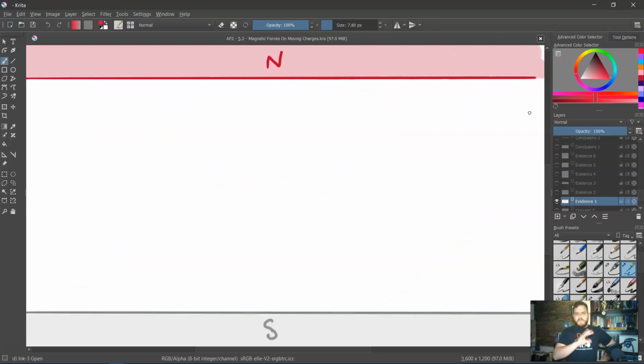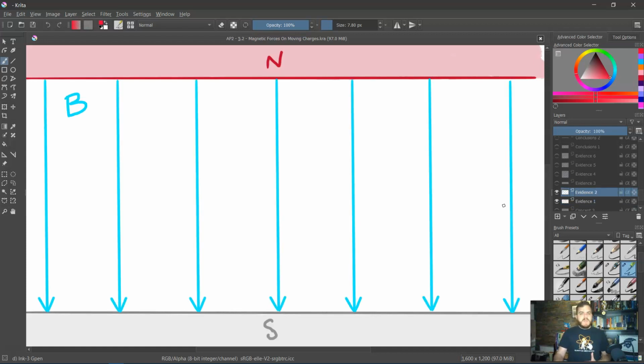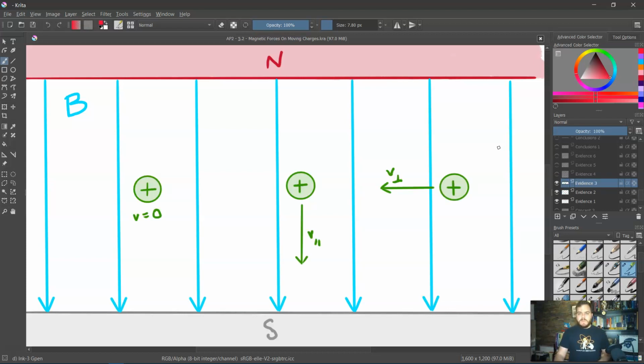So we have right here a very large set of magnetic poles, and we know that there would be a magnetic field going from the North Pole to the South Pole. Now, these poles could be connected off the screen, or they could be part of two different magnets. Doesn't really matter. We just know that the magnetic field is directed downward in this setup. Well, if that's the case, let me go ahead and introduce three different positive charges into this field.